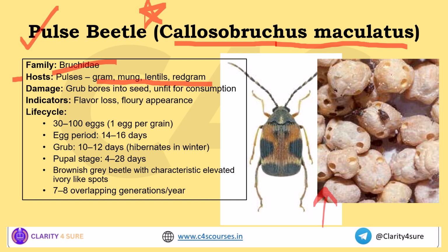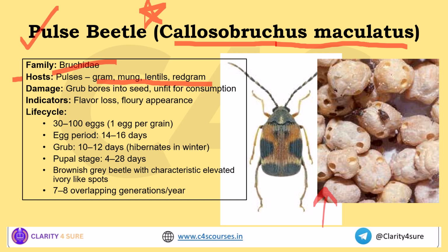The damage caused by these beetles is that they generally lay eggs on the green surface, and the larva enters and feeds inside the seed, hence being called an internal feeder, and forms tunnels.